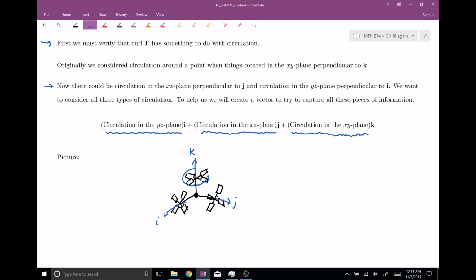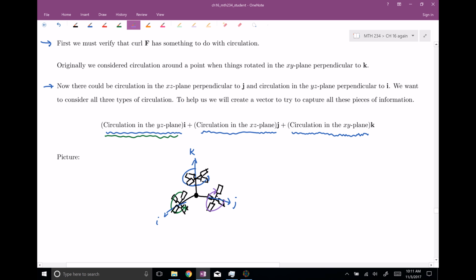Now likewise, we could ask, how is this pinwheel spinning right here? How is the vector field acting on this pinwheel? Is it going in the counterclockwise direction? Is it going in the clockwise direction? What's happening? This is telling us information about circulation in the yz plane. And likewise, we could ask, how is this pinwheel spinning? Is it staying still?